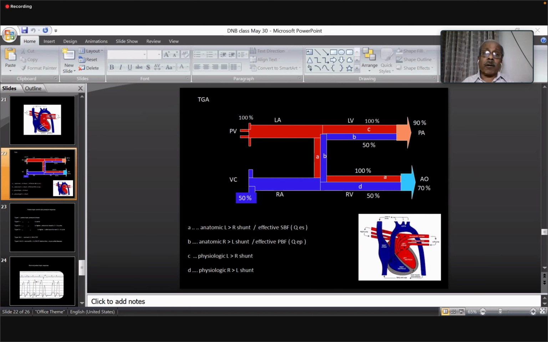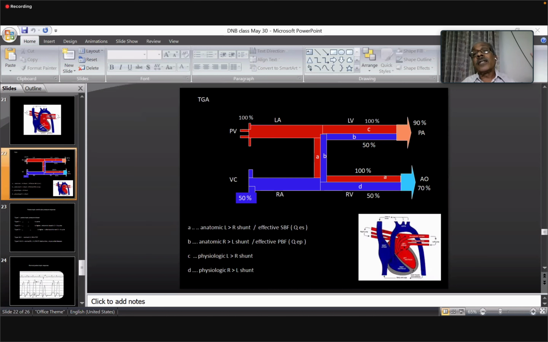And similarly, on the other way, the venous blood coming to the right heart, part of it goes to the left heart. So it is an anatomical right to left shunt. And that will go to the pulmonary circuit for oxygenation. So it is the effective pulmonary blood flow. And there is oxygenated blood going to the pulmonary arteries, the physiological left-right shunt. Left-right shunt means oxygenated blood is going to the lungs. So this one, C, is the physiological left-right shunt, but it is not anatomical.